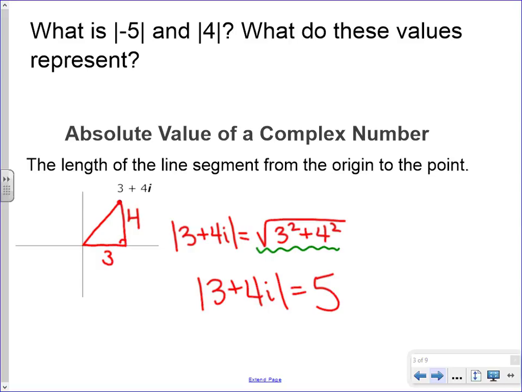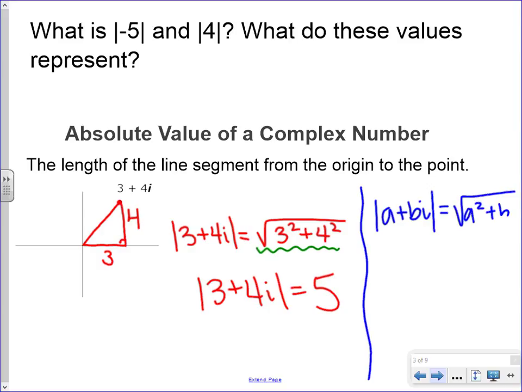Okay, so if you want to write something in general here, we kind of talked about it with an example. The absolute value of a plus bi is going to be the square root of a squared plus b squared. We're using the Pythagorean theorem to get the absolute value of that number.